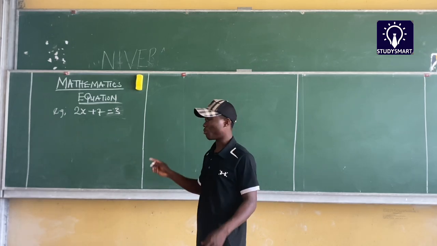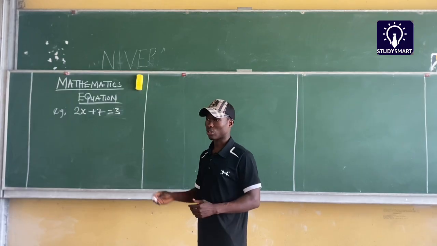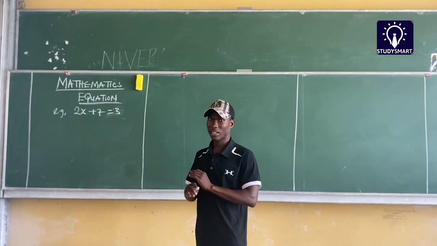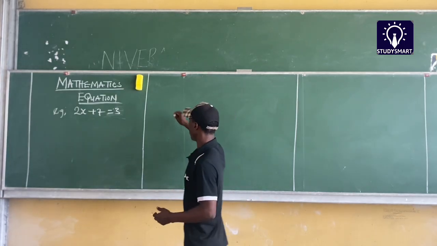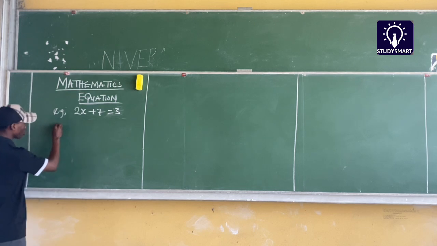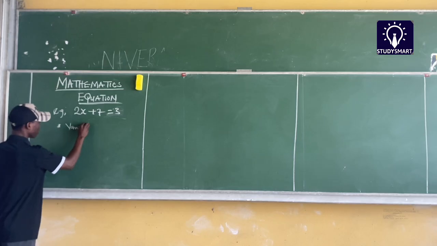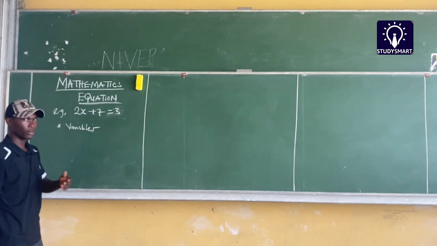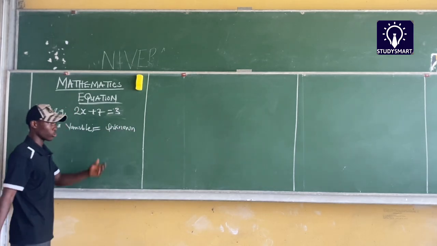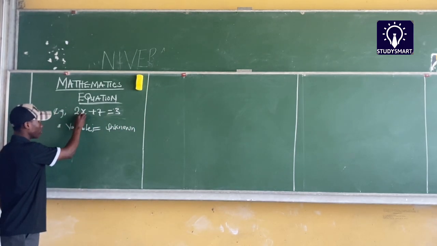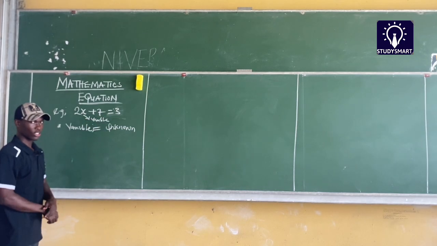We have some basic properties of an equation. These are the things that make up an equation. Without the particular things I'm going to list out, anything you are seeing is not an equation. It must have these properties. The first property: an equation must have a variable. A variable here means the unknown. From this context, our variable is x, that's the unknown.